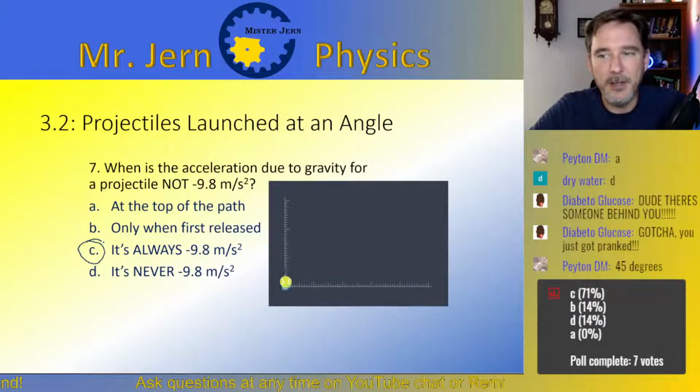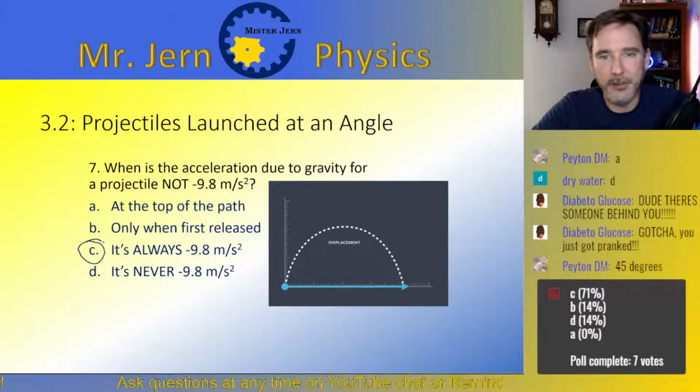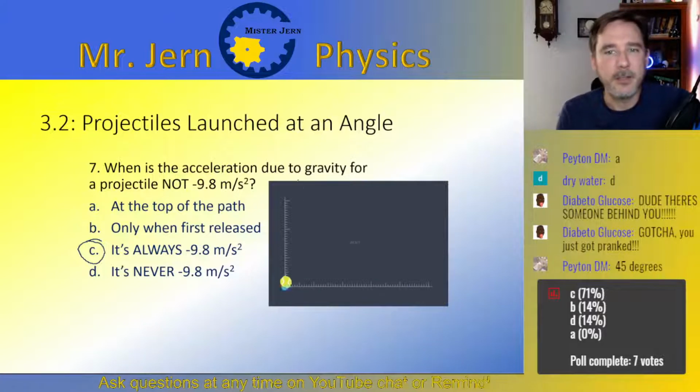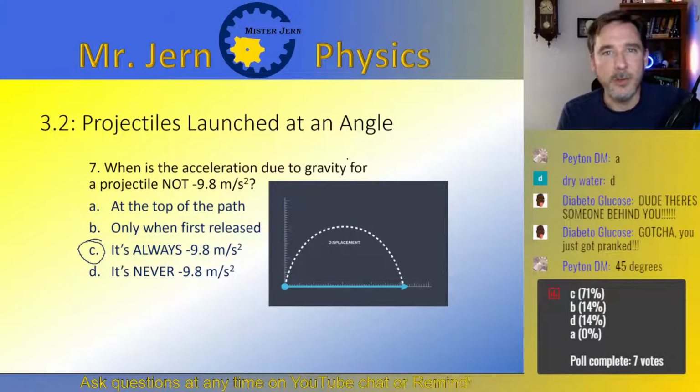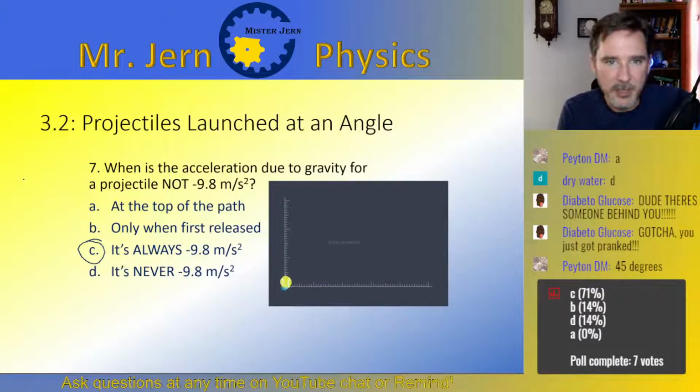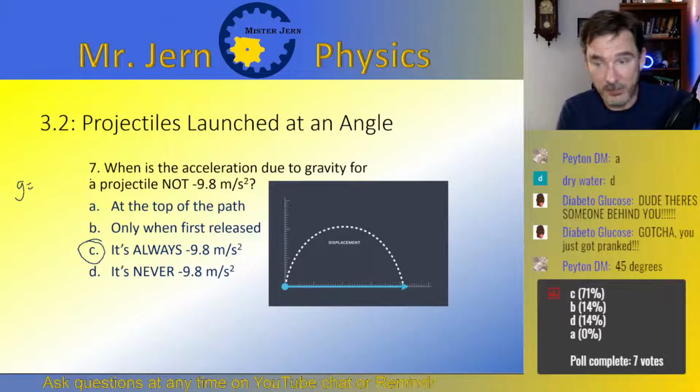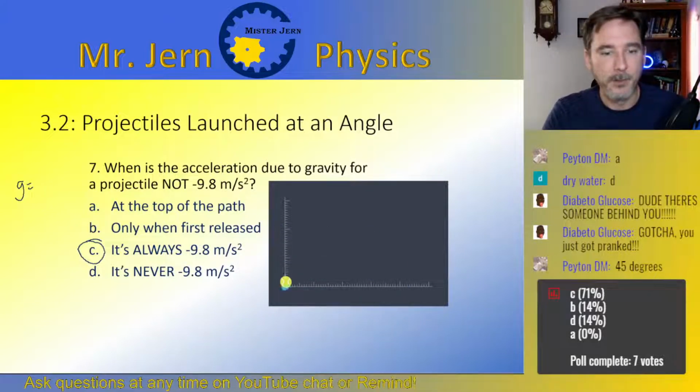All right, between B and D, what was it? It's only when it was first released. All right, it's never 9.8. Yeah. The acceleration due to gravity always is negative 9.8. I mean, it's on the equation sheet. Here, you know what? Let me just show you on the equation sheet.